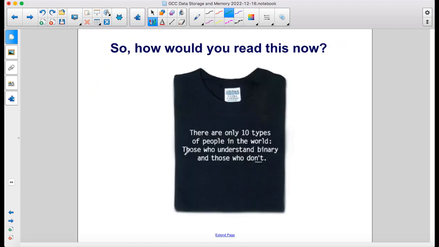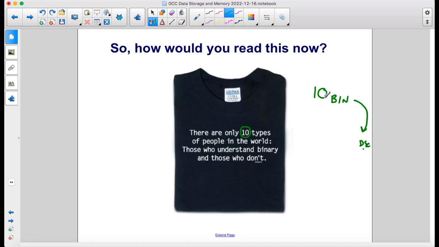So, how would you read this shirt now? There are only 10 types of people in the world, those who understand binary and those who don't. Well, this is actually in binary, not decimal. What is 10 in binary converted to decimal?